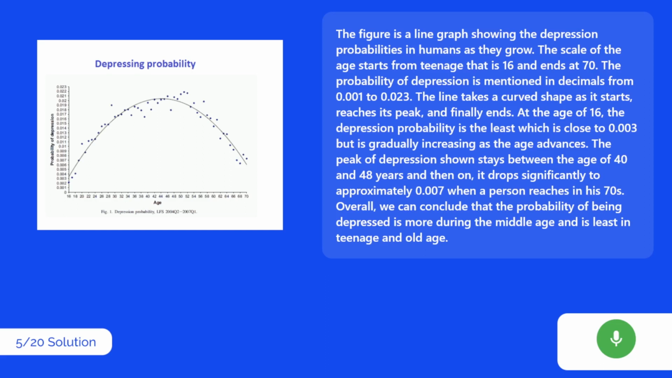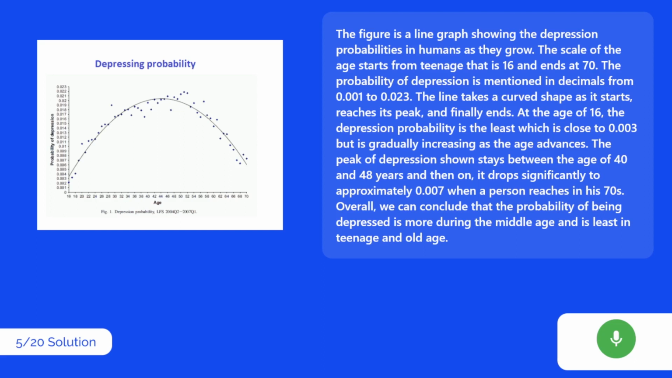The figure is a line graph showing the depression probabilities in humans as they grow. The scale of the age starts from teenage, that is 16, and ends at 70. The probability of depression is mentioned in decimals from 0.001 to 0.023. The line takes a curved shape as it starts, reaches its peak, and finally ends.